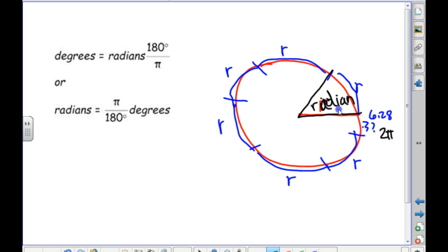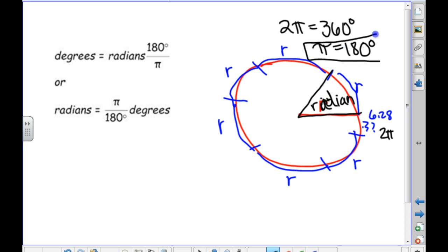All right, so it's 2 pi radians to go all the way around, or 360 degrees. Because we like to reduce things, we get 1 pi radians, 180 degrees. Now, that is the only thing I have memorized in this entire world. Okay, maybe not, but that is the only thing I have memorized.